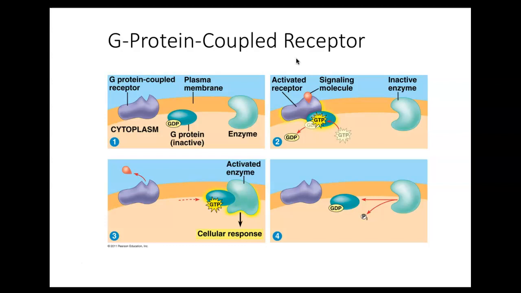Can you talk through what's happening in each one of these pictures? So it looks like here, everything is inactive. Then in step 2, a signaling molecule binds. Step 3, the G protein became activated, moves over, and it activates an enzyme, causing a cellular response. Then the G protein is dephosphorylated, or phosphate groups come off, right? So it's just a series of steps that result in a cellular response.